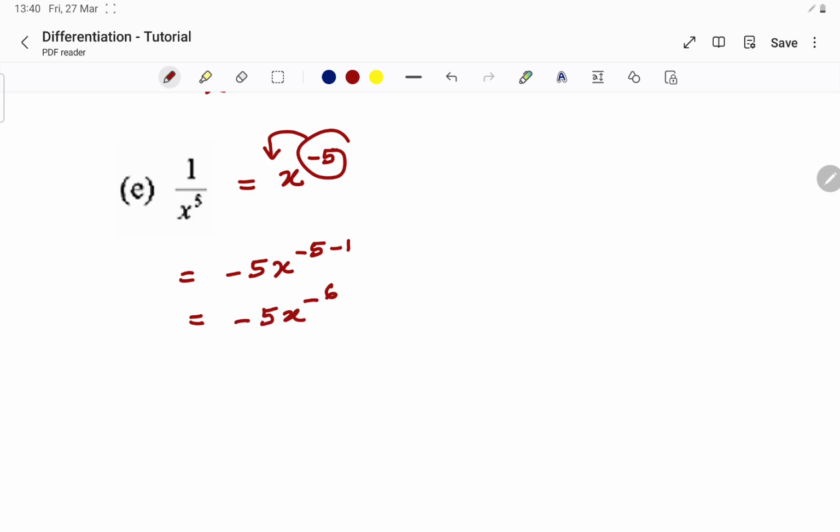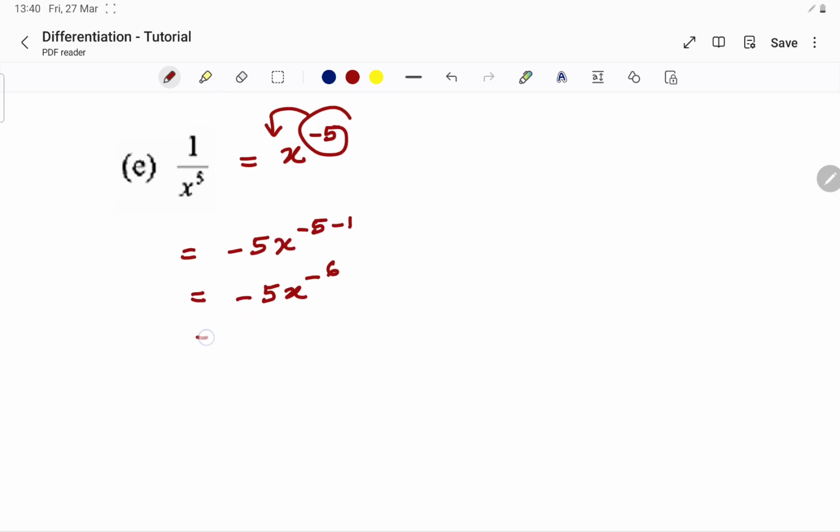So you can write it like this, or if you want to make it cleaner or neater, you can bring x to the power of negative 6 back as a fraction, so it becomes negative 5 over x to the power of 6. Also can, by using this rule of index.